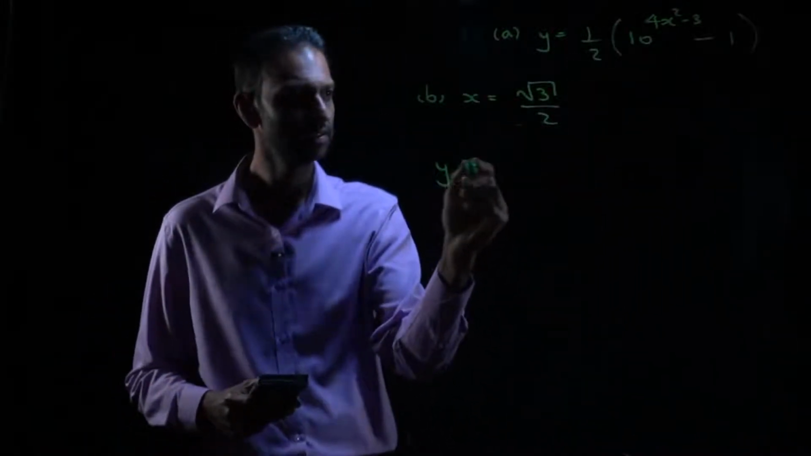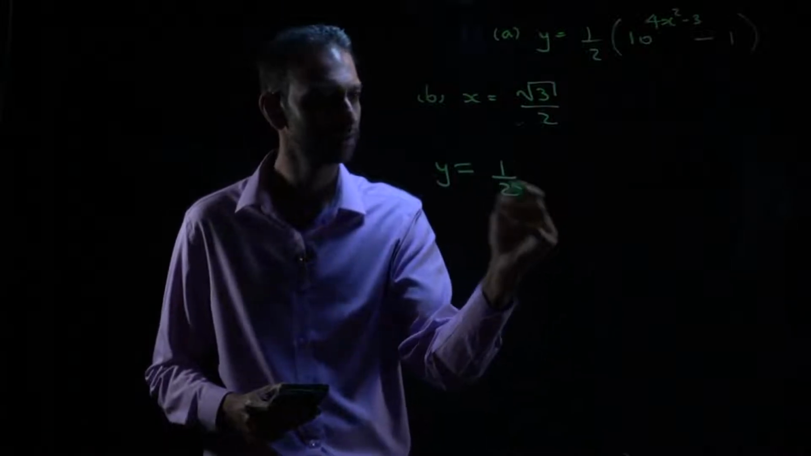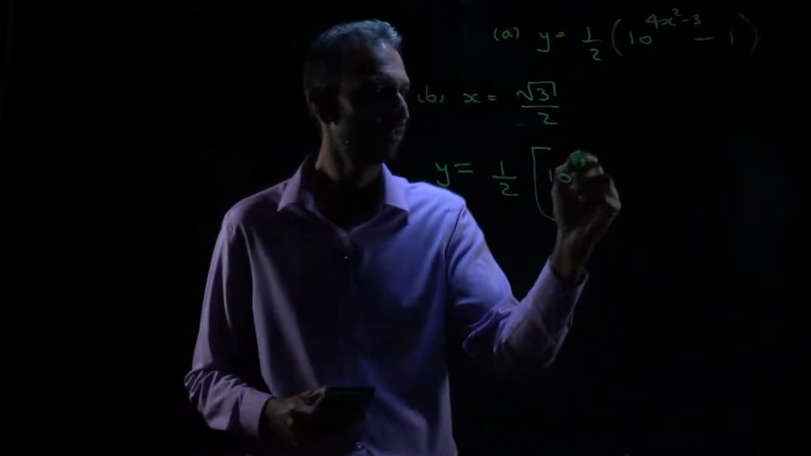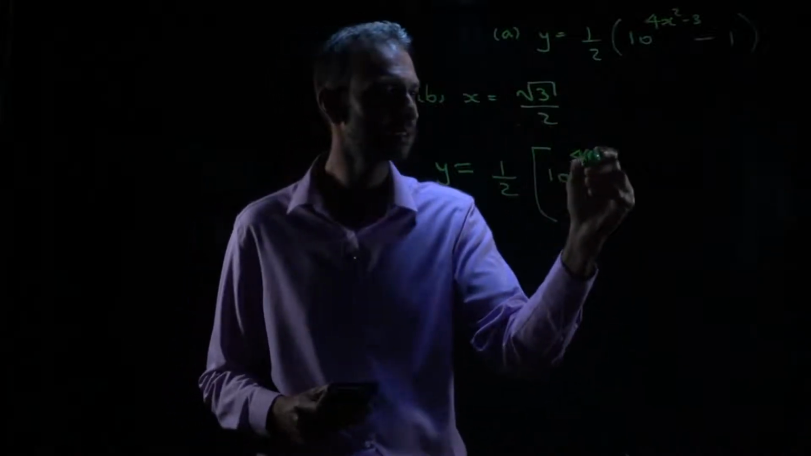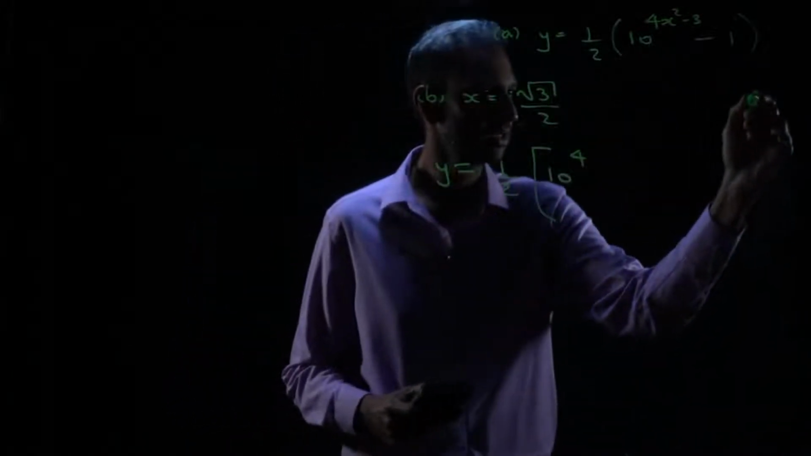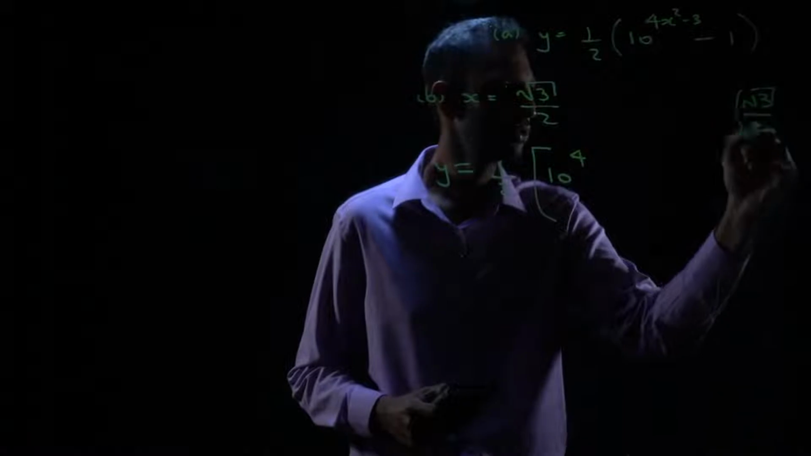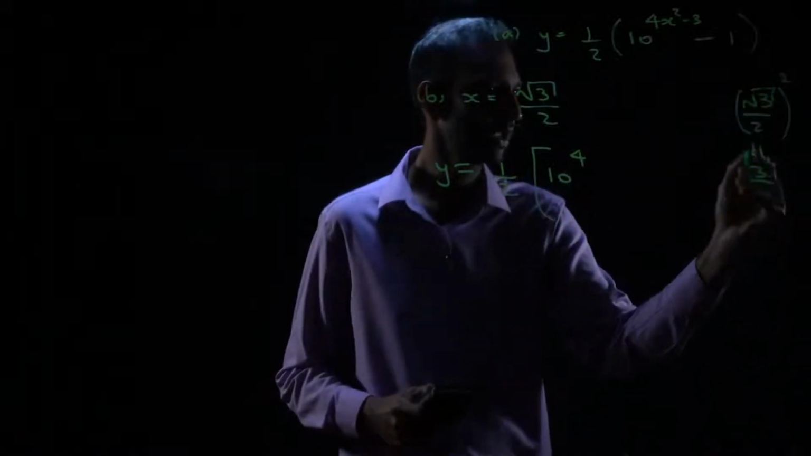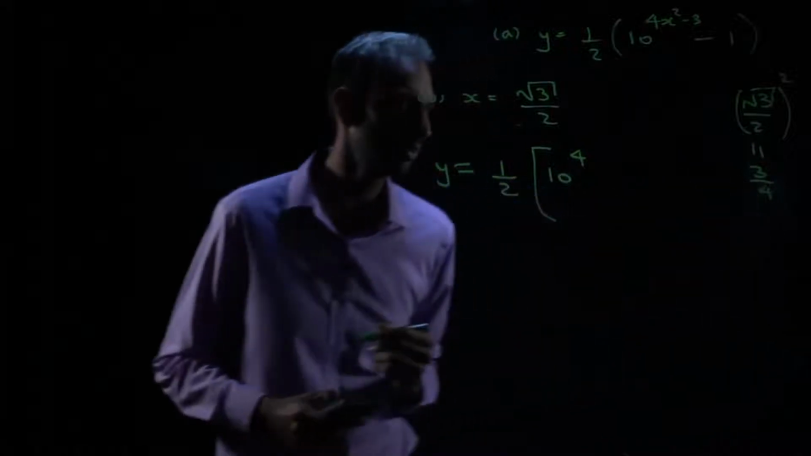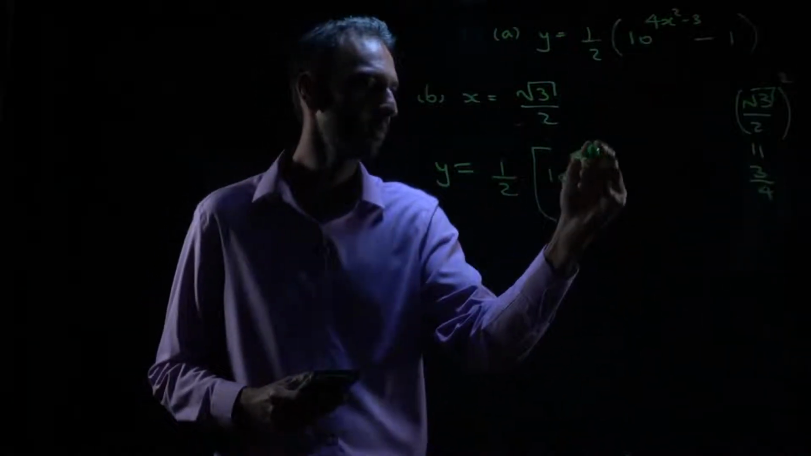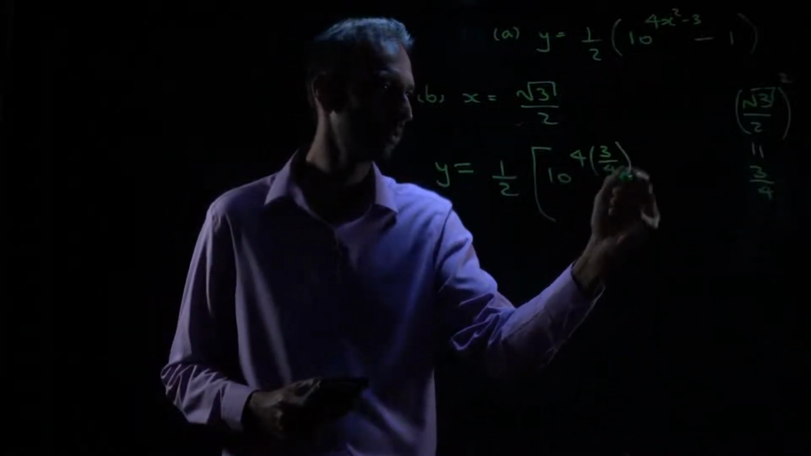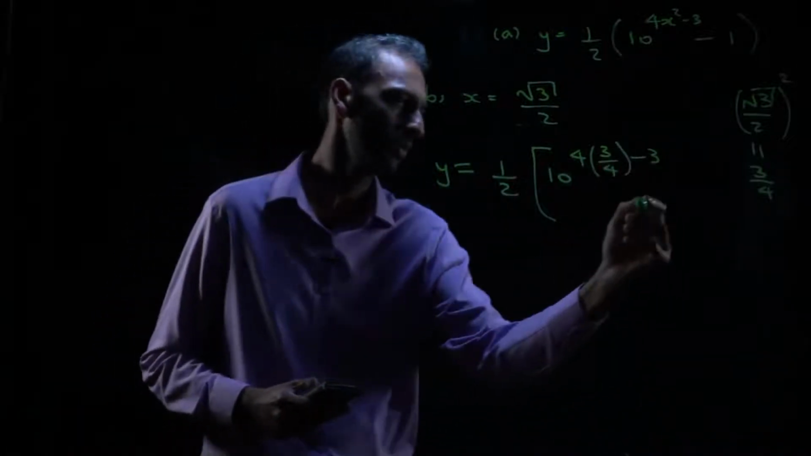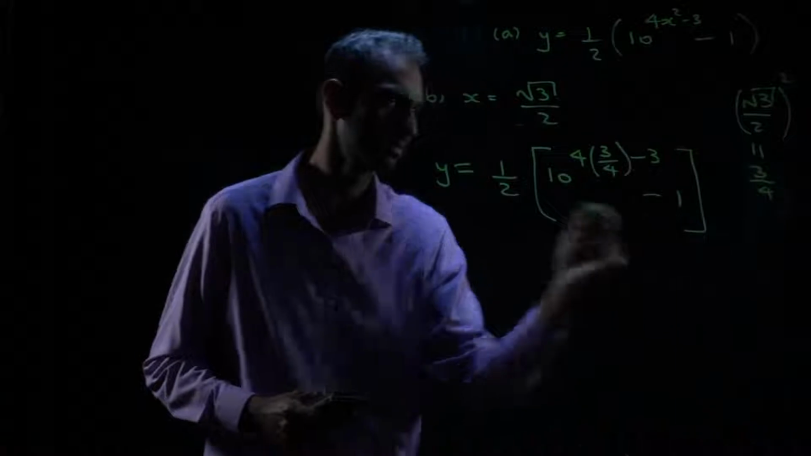So y is equal to half, bracket 10 to the power of 4x squared, which means, let's do the calculation aside. Root of 3 over 2 squared would be root of 3 squared, which is 3, over 2 squared, which is 4. So the x squared can be replaced by 3 over 4, right? Minus 3. Okay, and then we need to subtract the 1 here.